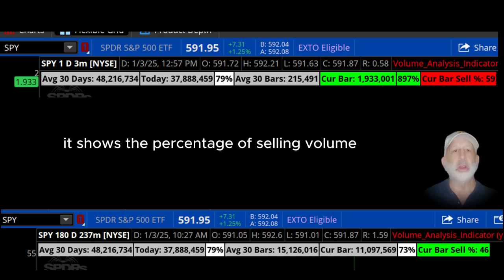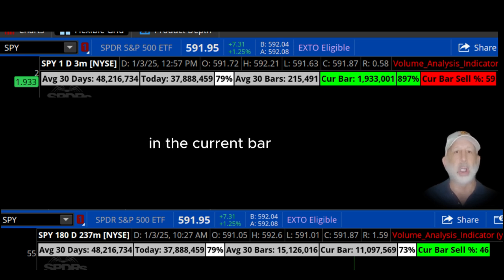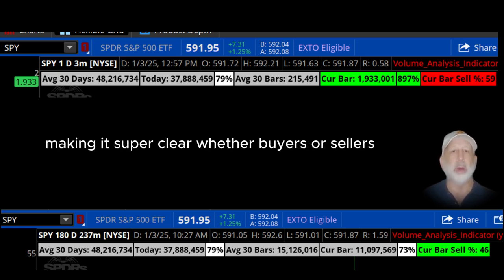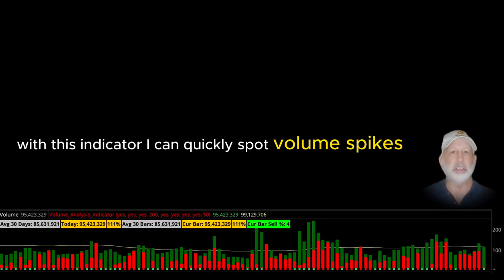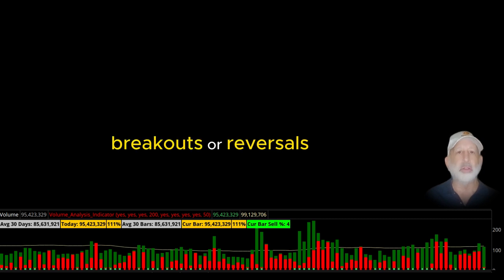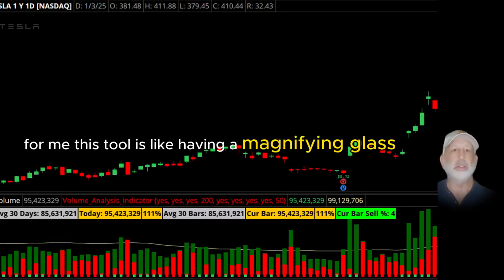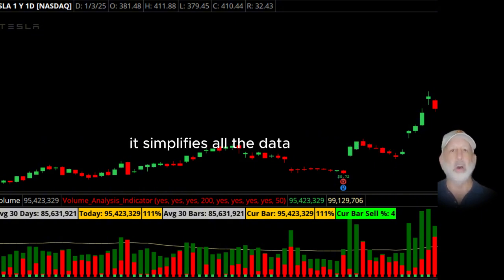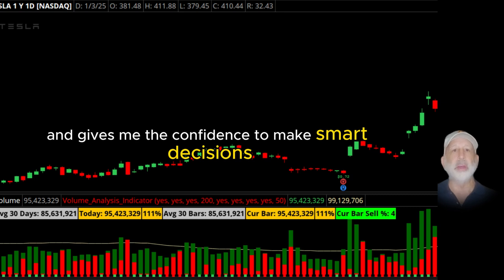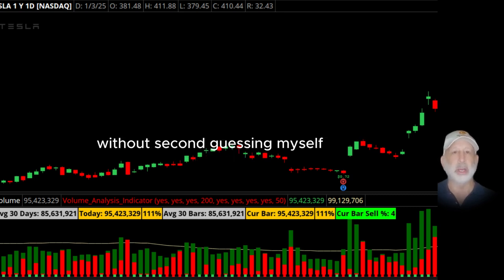It shows the percentage of selling volume in the current bar, making it super clear whether buyers or sellers are dominating. With this indicator, I can quickly spot volume spikes, breakouts, or reversals, things that might take forever to notice otherwise. For me, this tool is like having a magnifying glass for the market. It simplifies all the data and gives me the confidence to make smart decisions without second-guessing myself.